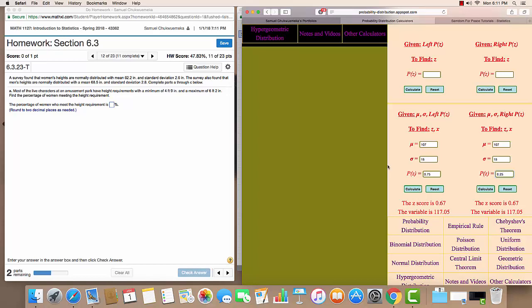A, most of the live characters at an amusement park have height requirements with a minimum of 4 feet 9 inches and a maximum of 6 feet 2 inches. Find the percentage of women meeting the height requirement. So they're asking us for the probability. That's the percentage. And we're going to use between.